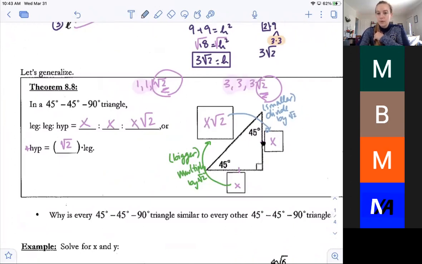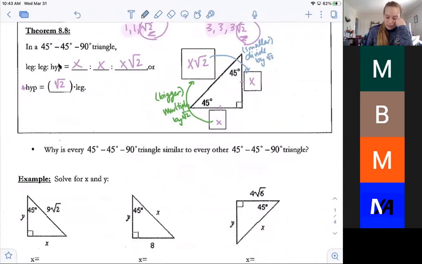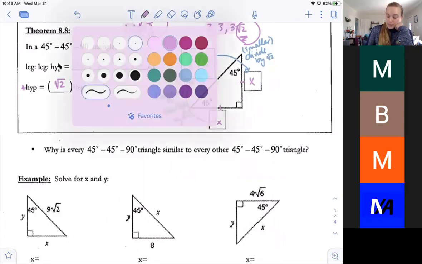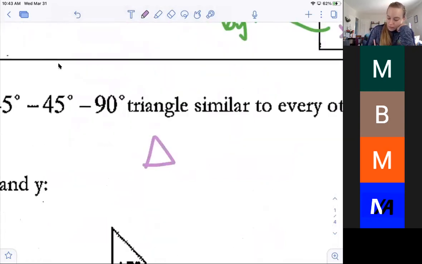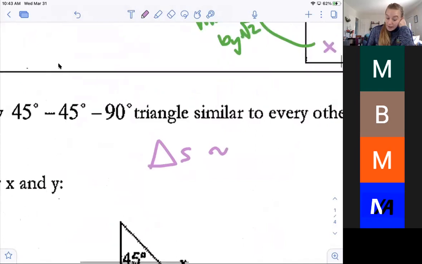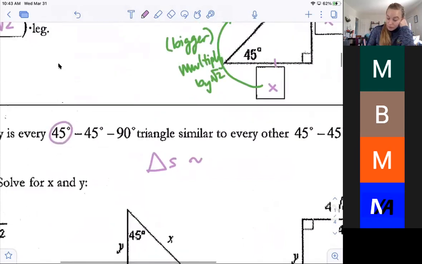Okay, I'm going to do one more little question, then we're going to do some examples using this. So this question says, why is every 45, 45, 90 degree triangle similar to every other 45, 45, 90 degree triangle? Well, remember back to chapter 7 with similarity. We know triangles are similar by either side, side, side, side, angle, side, or angle, angle. In this case, it's by angle, angle. They both have 45 and they both have 45. The only other angle has to be 90.